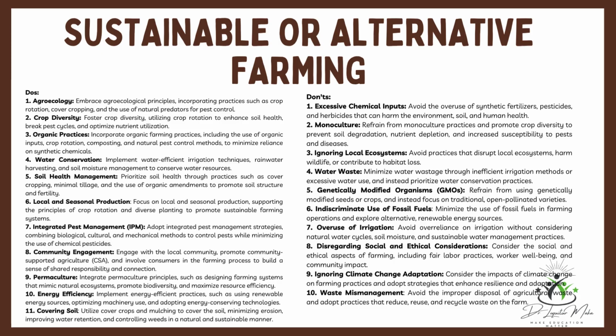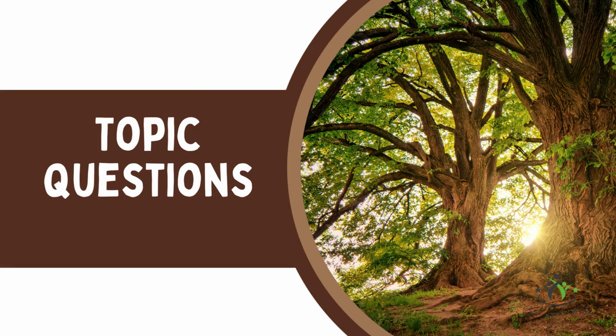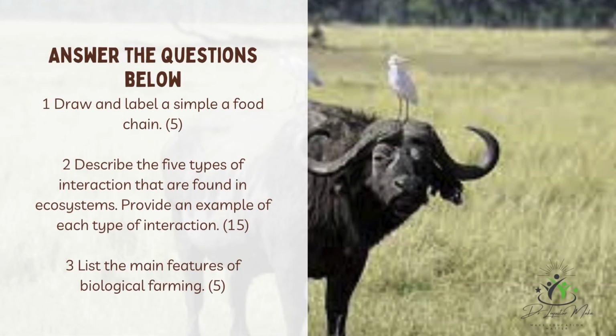And now it's question time. Even on this one, I just want you to take your time, answer the questions, be as truthful as you can be, and you can refer to your notes. But it's very easy. In this one, you're just going to draw and label a simple food chain. Then the second thing you're going to do is to describe.